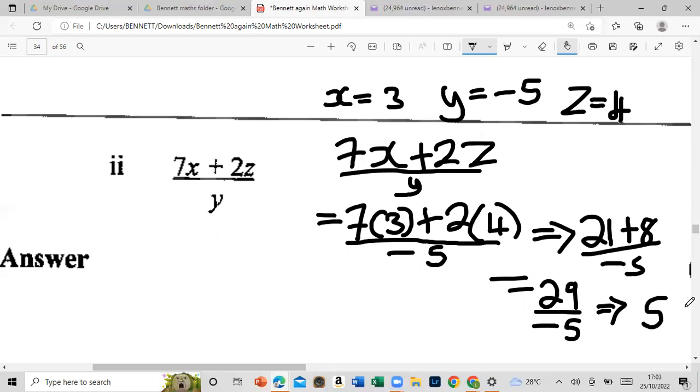Remainder 4 over 5. Some persons like the decimal, that will be 0.8. So this is negative. Alright, as a positive divided by a negative gives us negative. Alright, so x is 3. Let's just see if part 3 will be the same.